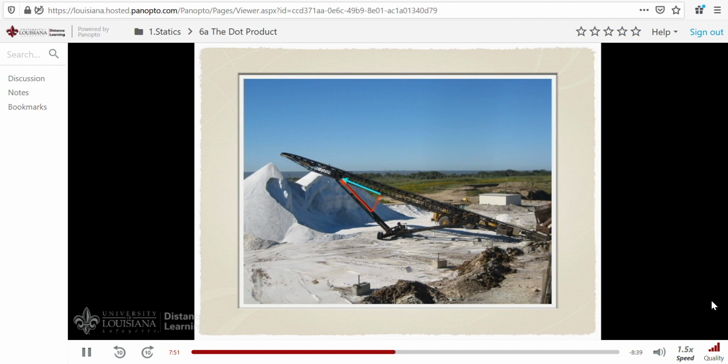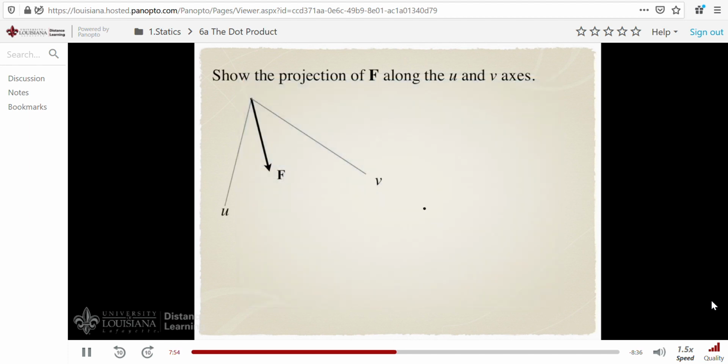Let's practice this idea then of finding projections. Consider this force, and we want to project it onto the u-axis and onto the v-axis. Do you see the projection of the force onto the u-axis? We drop our line perpendicular to the axis, and here's our projection. And what about over here on the v-axis? Do you see the projection of F onto it? It looks like this, doesn't it?